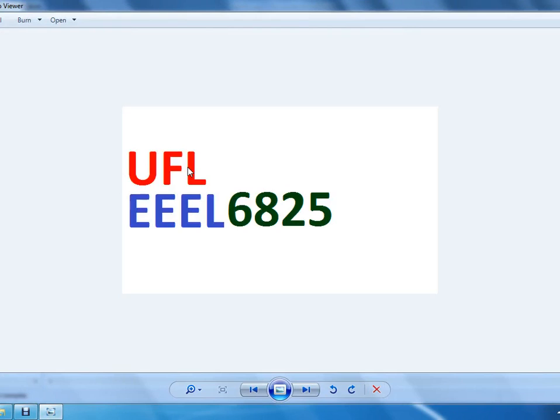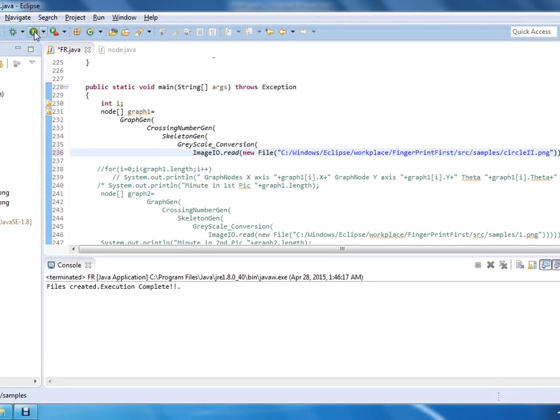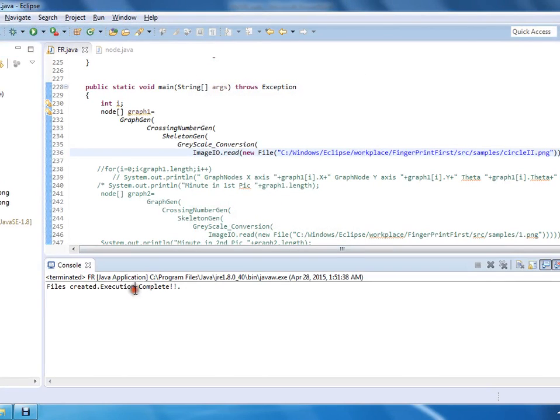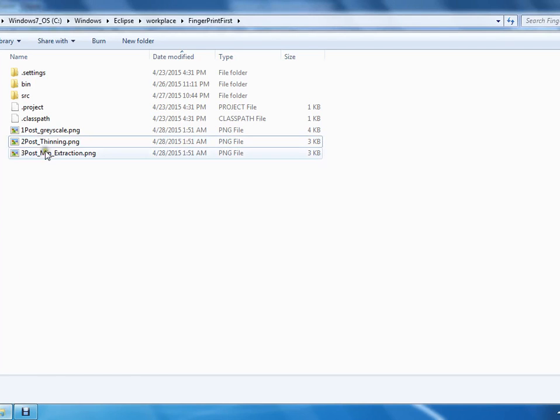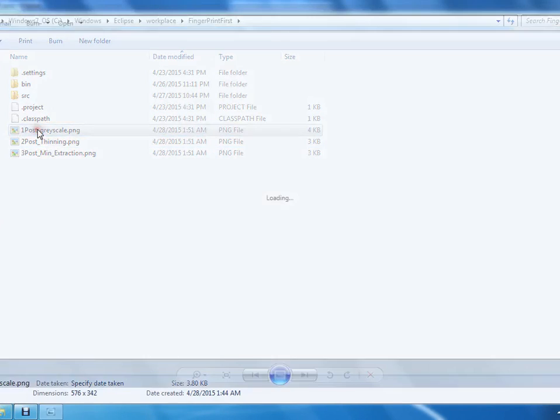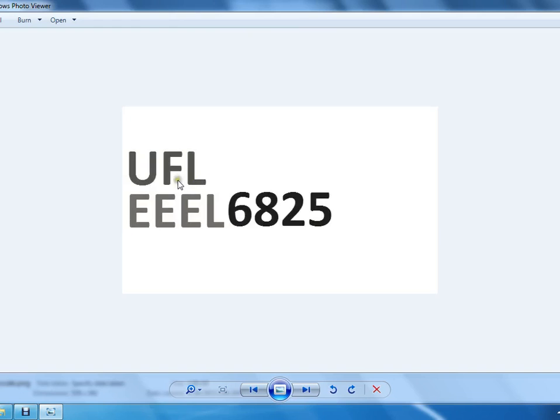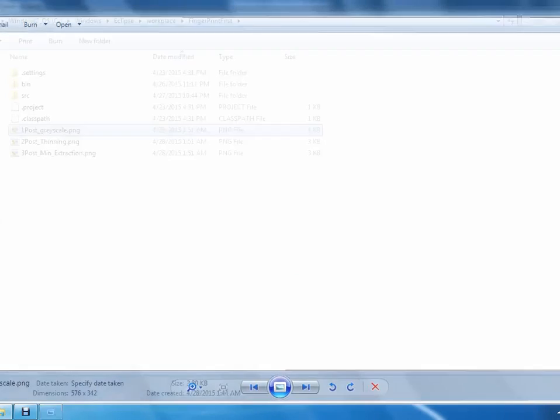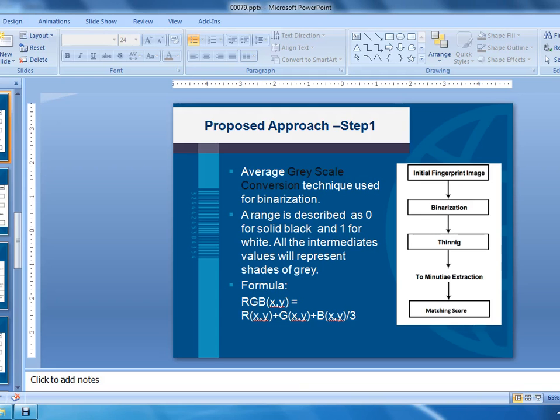So here we have the image with different colors. My aim here is to show the difference in the shades of gray after the conversion. The file is created. After the gray scale, we can see here that each word has a different color. Now moving on to the presentation.